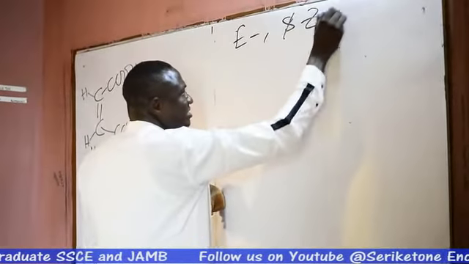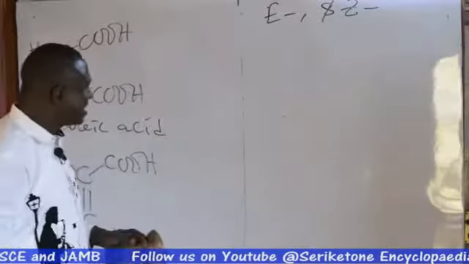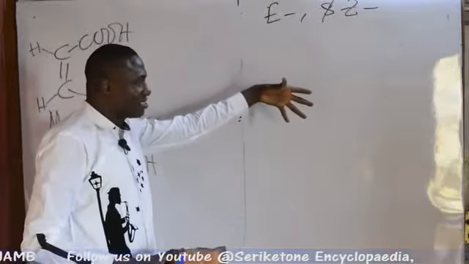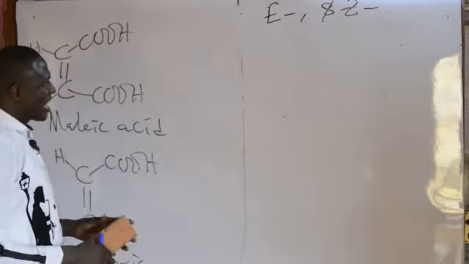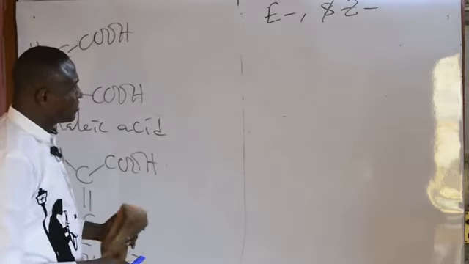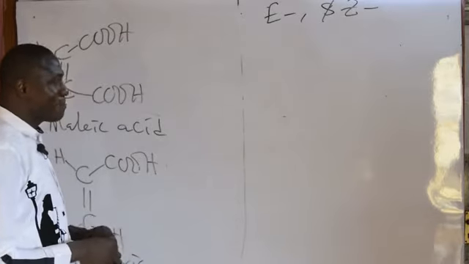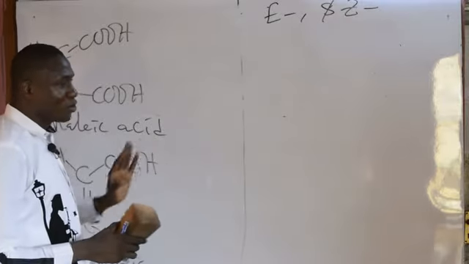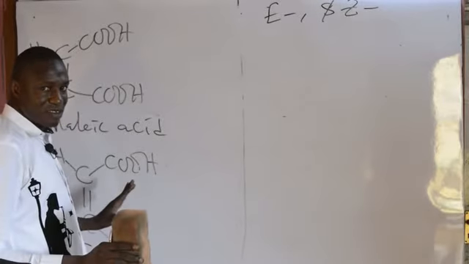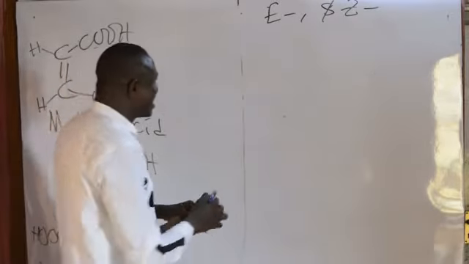We have the E and the Z. The E is analogous to the trans, while the Z is analogous to the cis. In this kind of geometric isomerism, normally observed whereby the groups of atoms attached to the two carbons of the carbon-carbon double bond differ, unlike in cis and trans, where they are the same.